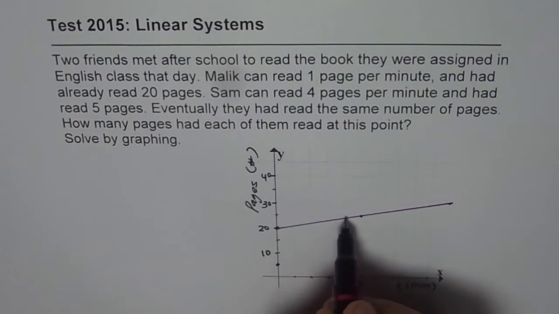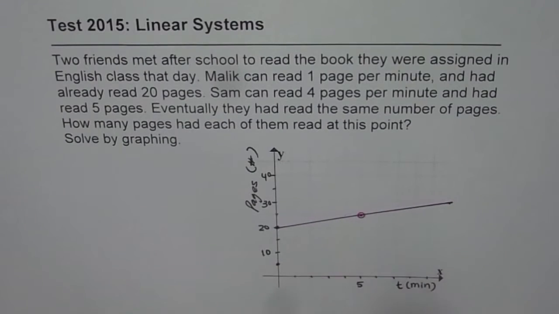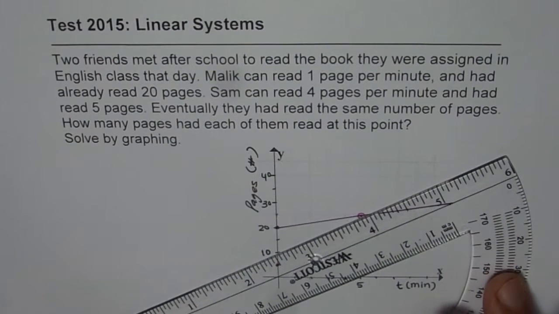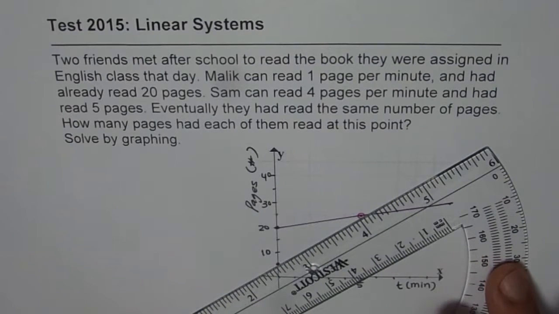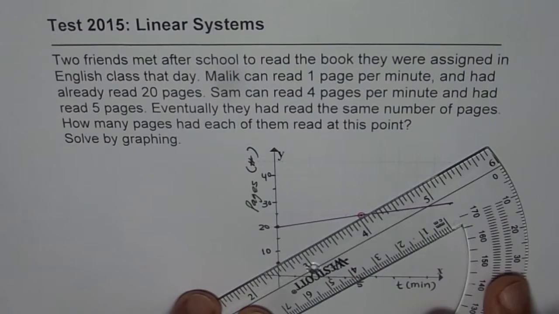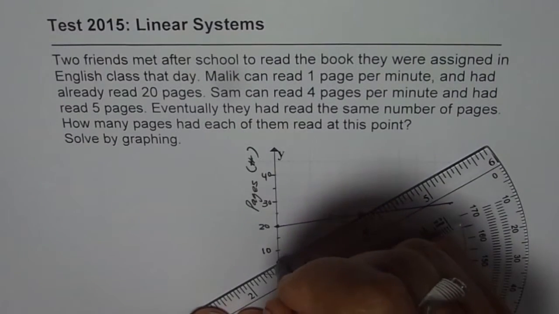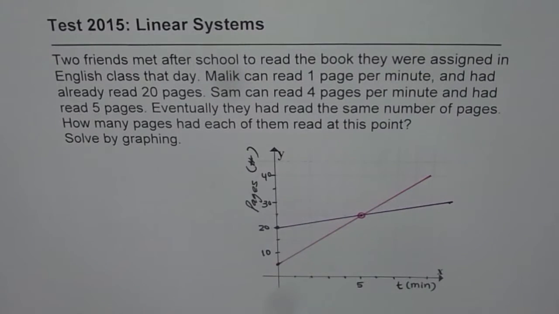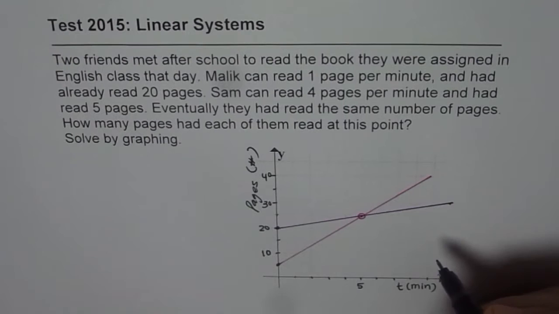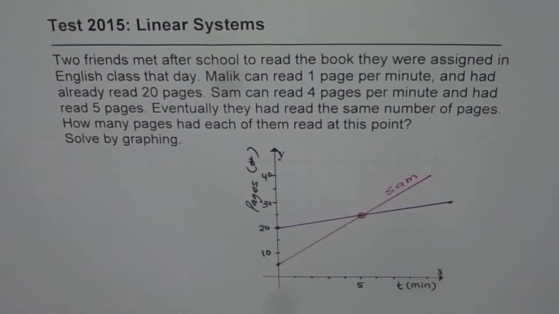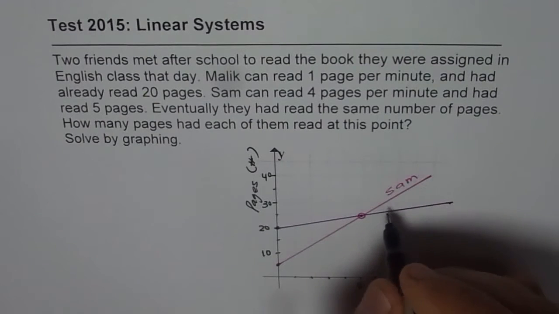1, 2, 3, 4, 5. So we get to the same point where Malik was. That is interesting. Let's join this. So initial 5 and then in the next 5 minutes 20 pages. That makes it 25 pages. We'll connect these and draw the lines, right? So we have 2 linear functions, one for Malik, one for Sam. So this one is for Sam. The other one is for Malik.